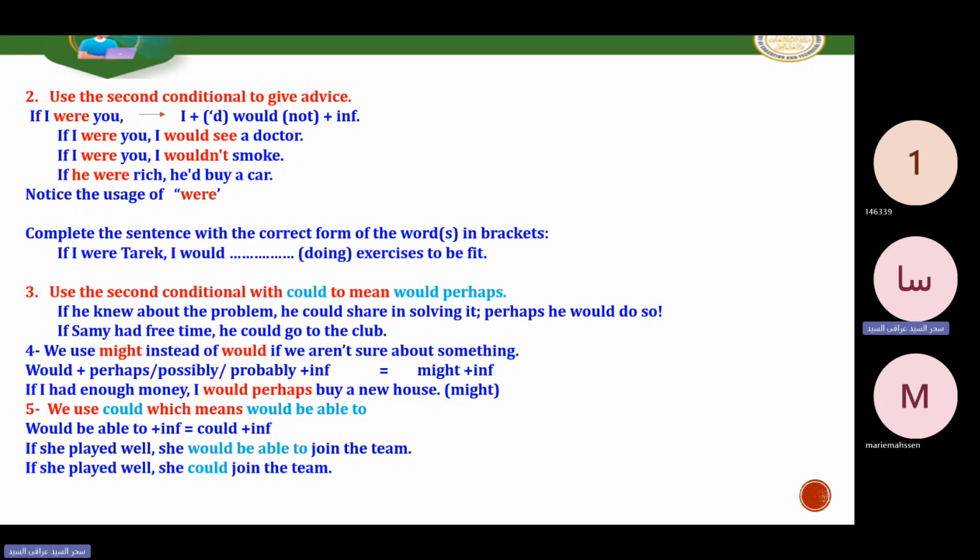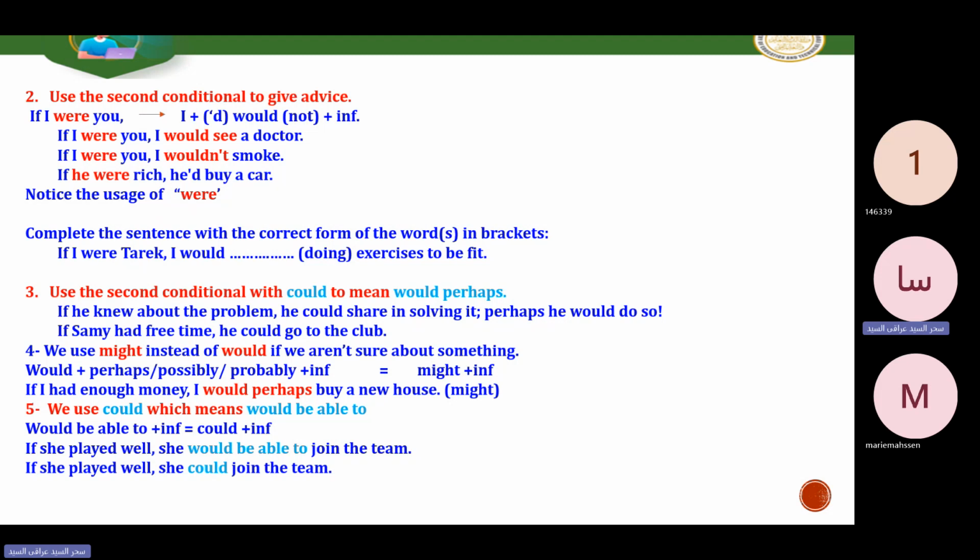When you talk about something that cannot happen, something impossible to happen, we should use were in the sentence that followed if. If he were, if she were, if they were, if I were. And the second sentence, of course, would be would plus an infinitive.